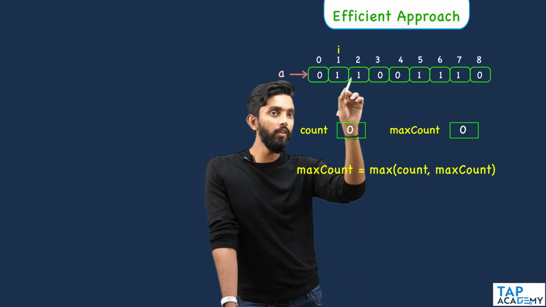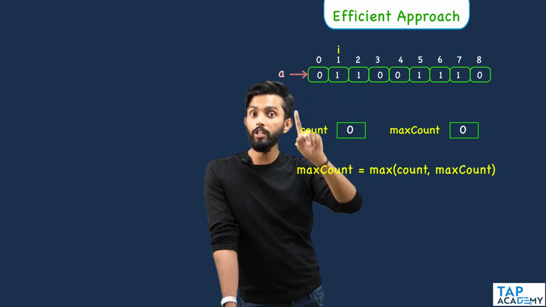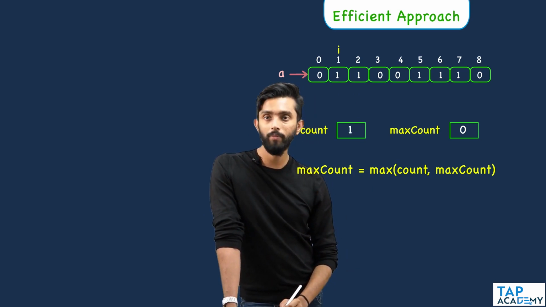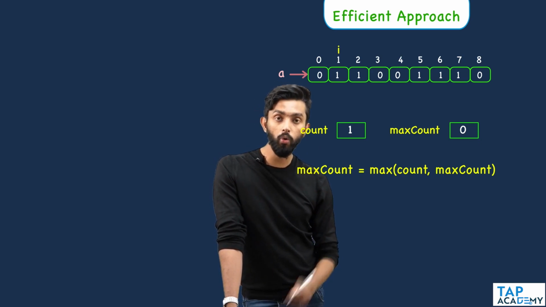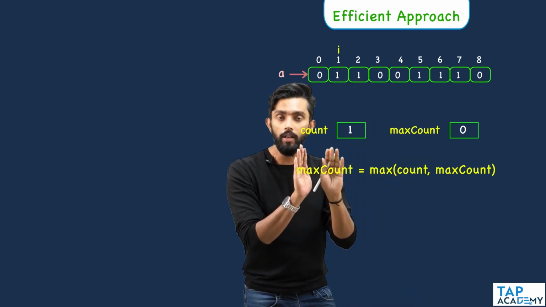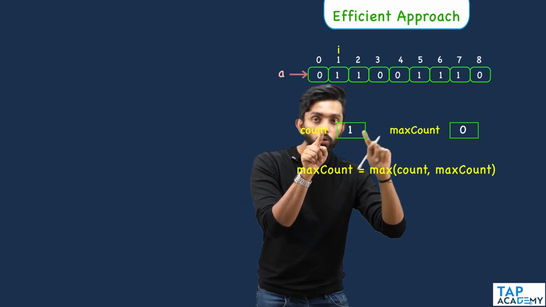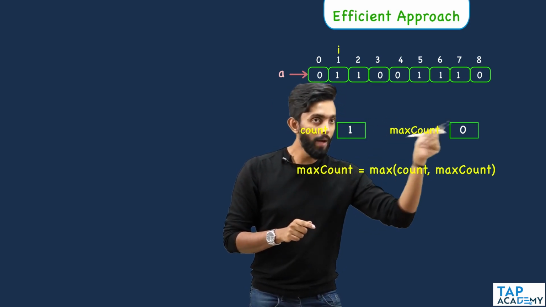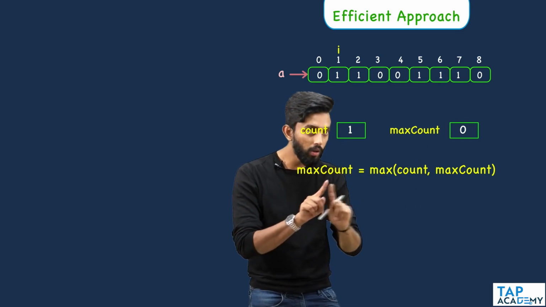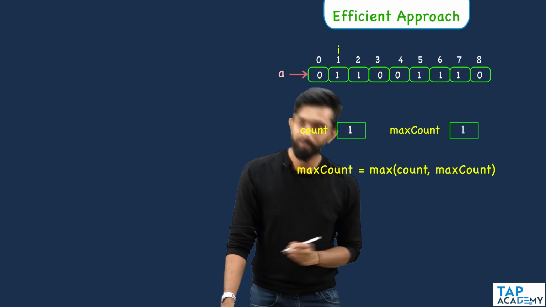Okay, sir. Again, I will check. Is I 1 or is I 0? No, I is not 0. I is 1. If I is 1, I will increment the value of count. Count becomes 1. I hope you are able to understand. Great, sir. Next, what will you do? Next, the moment I increment count, I will immediately check max count and count. And I will see which value is greater, max count or count. Max count is 0, count is 1. Which is greater? 1. I will update that as max count, and that is what I am showing here. So, max count is going to become 1. Hope you are able to understand.